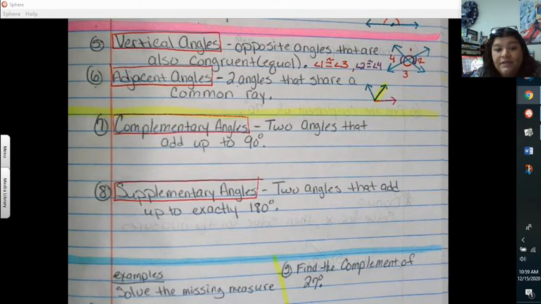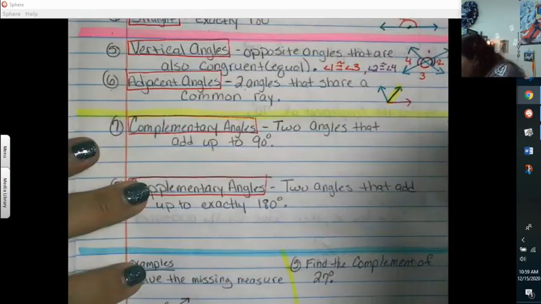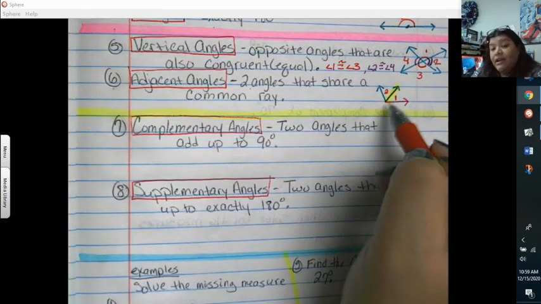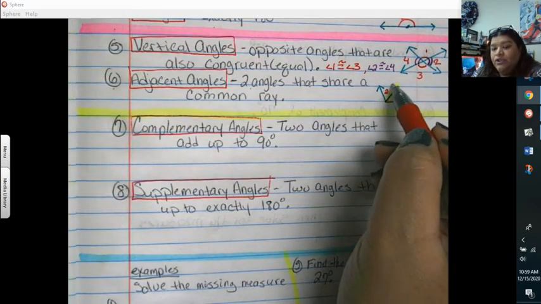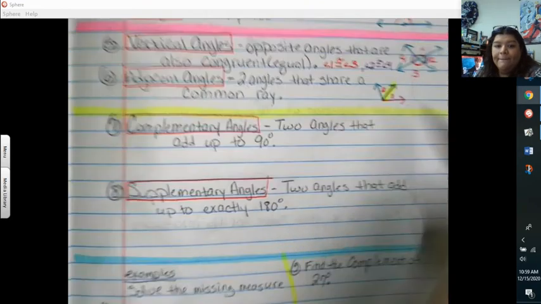Is there something special about them? No, they're not equal, they're not congruent. It's just that they do have that commonality of the common ray. They do share a common ray. That's the only thing. So you have this angle 1 and angle 2. So I'll label them. Here's angle 1, here's angle 2. And they are adjacent angles because they do share a ray. They have a ray in common. Good.